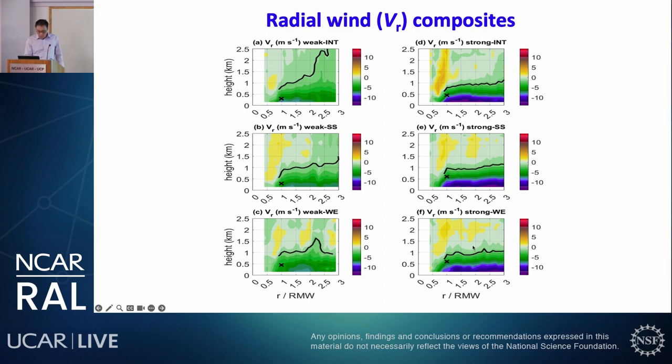Another thing we found is that the outflow immediately above the boundary layer is concentrated inside the RMW for intensifying cases. But for the weakening and steady state cases, we do see some outflow region in the outer core. So there's like another secondary circulation. We suspect those may be related to rainbands or a secondary eyewall.